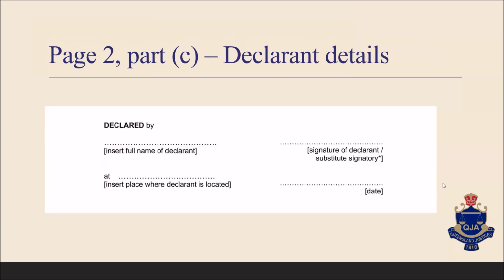Part C is for the declarant to complete. The witness should ensure that all elements of this part are completed. If the declarant signs themselves, it will look like this. Note the term substitute signatory is crossed out. If the declarant instructs somebody else to sign on their behalf, it will look like this, and note the term declarant is crossed out.